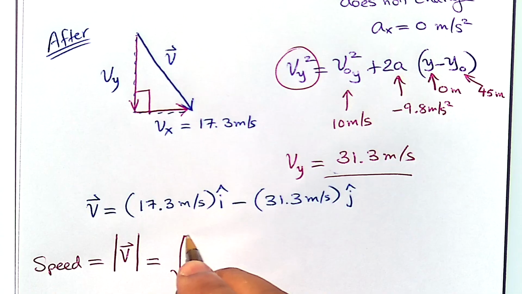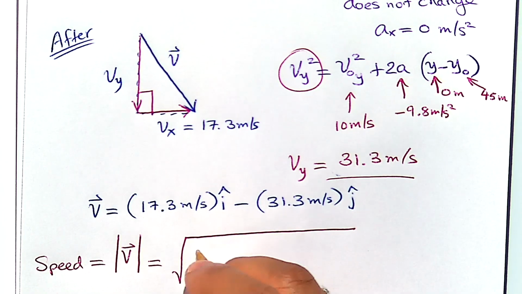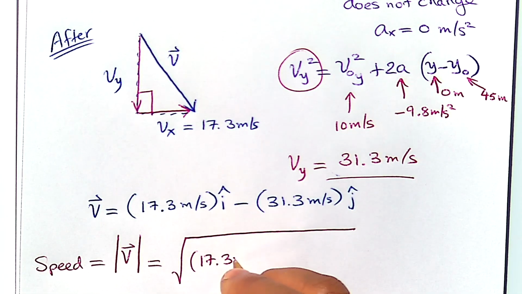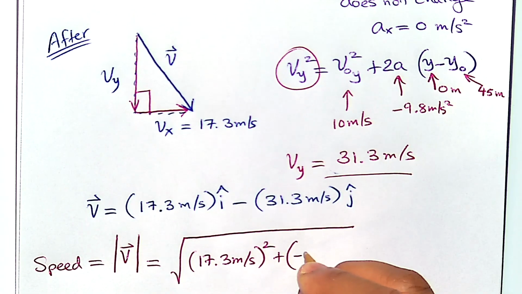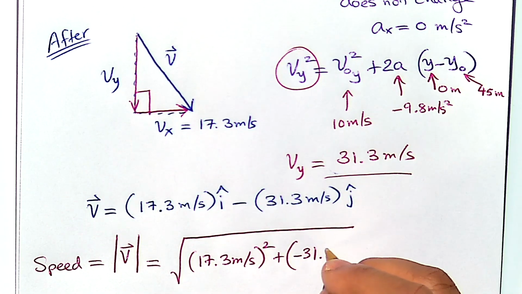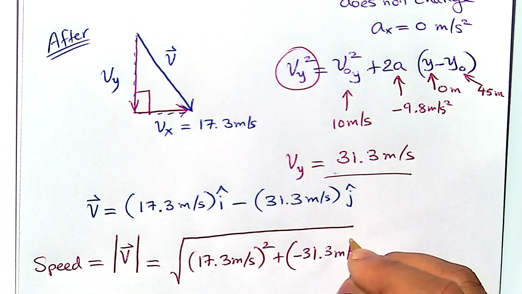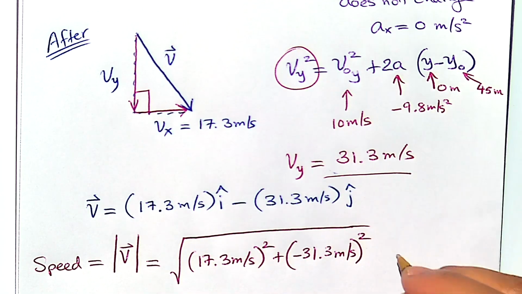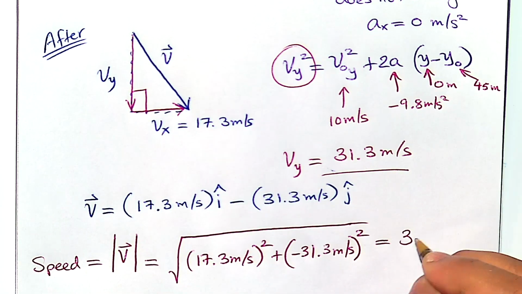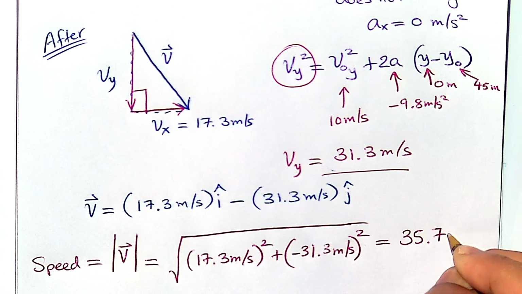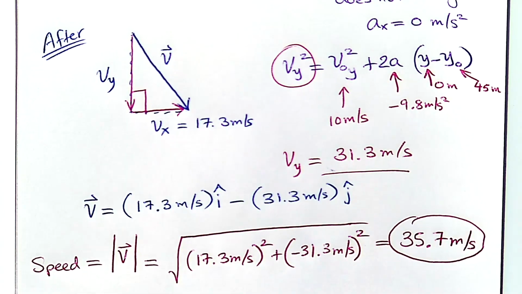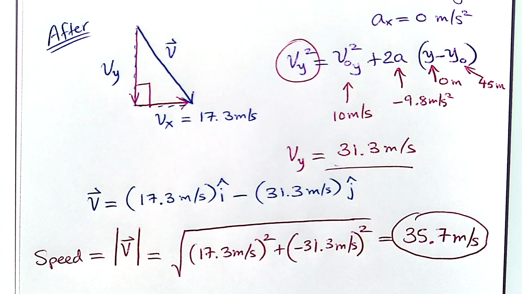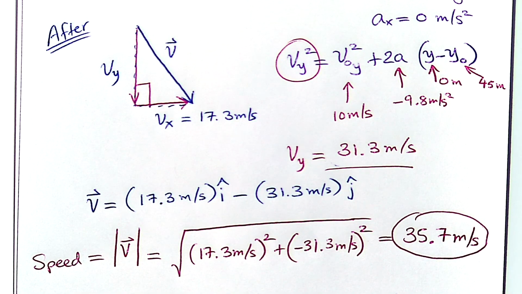So the square root of 17.3 meters per second squared plus negative 31.3 meters per second squared, take the square root of the whole thing, will give you 35.7 meters per second. And that is your answer, right? At the end, the speed of the stone is about 35 meters per second.